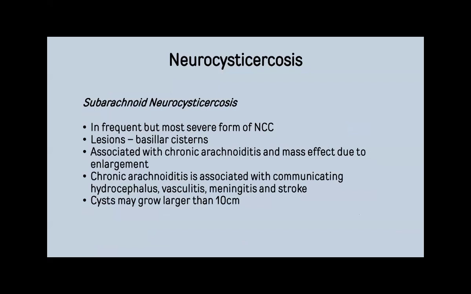Subarachnoid neurocysticercosis is infrequent, but is the most severe form. Lesions are found in the basilar cisterns. It's associated with chronic arachnoiditis and mass effect due to the enlargement. Chronic arachnoiditis is associated with communicating hydrocephalus, vasculitis, meningitis, and stroke. Cysts may grow up to 10 centimeters.